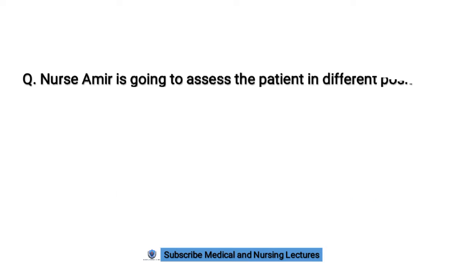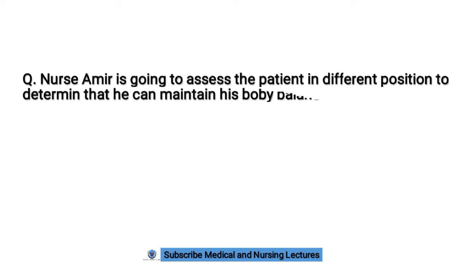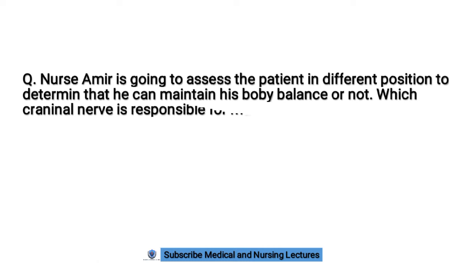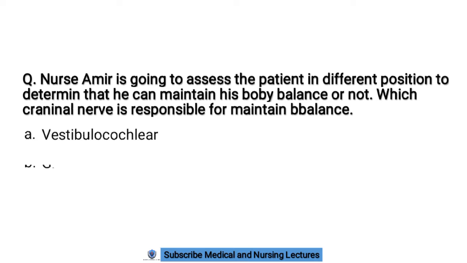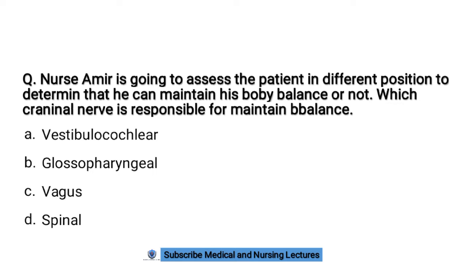Nurse Amir is going to assess the patient in different positions to determine whether he can maintain his body balance or not. Which cranial nerve is responsible for maintaining balance? Option A, vestibulocochlear; option B, glossopharyngeal; option C, vagus nerve; option D, spinal accessory nerve. The correct option is option A, vestibulocochlear nerve.